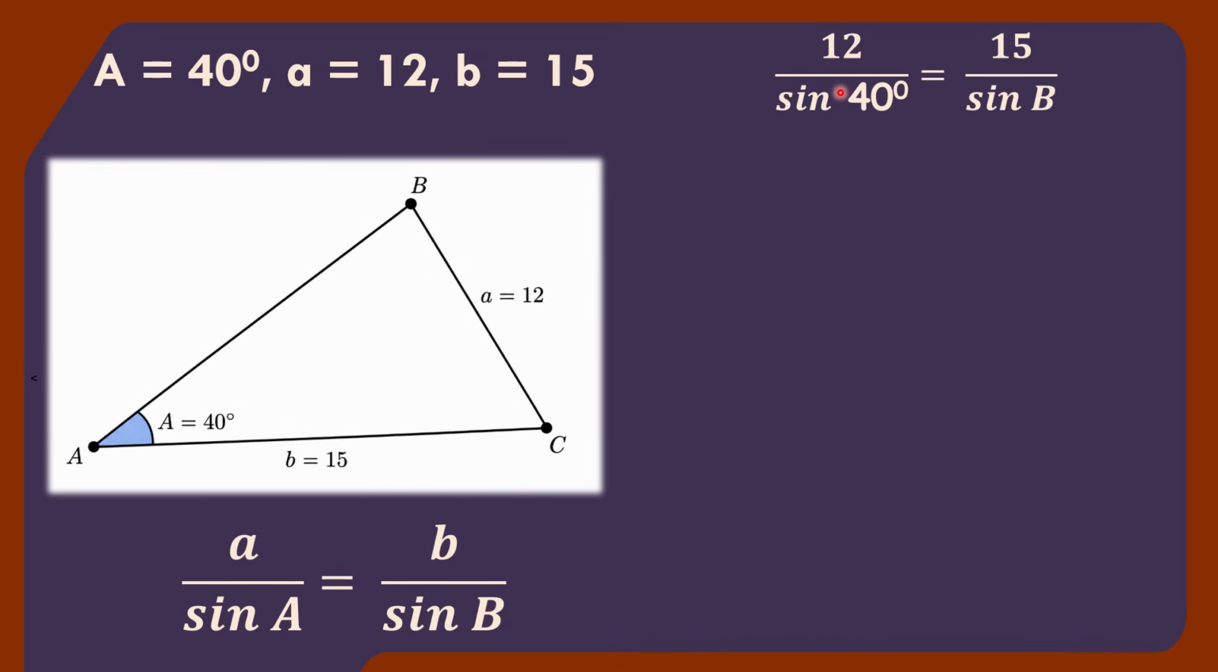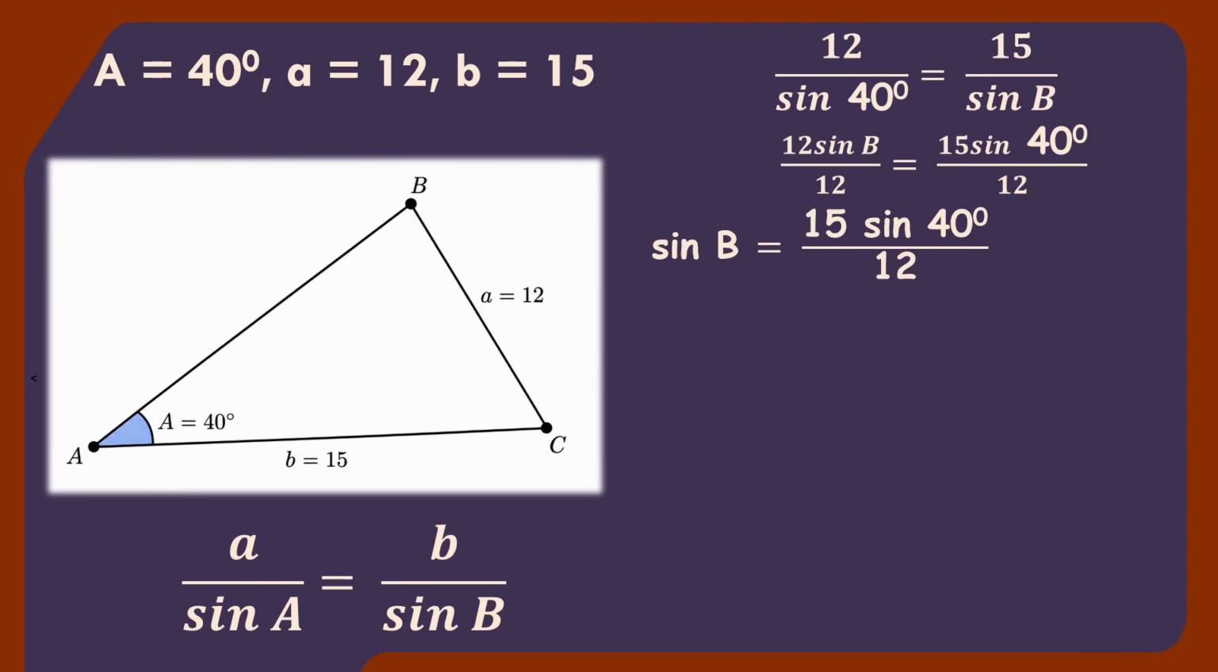So cross multiply: 12 times sine B is equal to 15 times sine 40 degrees. So 12 sine B is equal to 15 sine 40 degrees. Afterwards, let us divide both sides by 12. So sine B is equal to 15 sine 40 degrees over 12. Then let us identify the sine of 40 degrees. So sine B is equal to 15 times 0.6428 divided by 12.